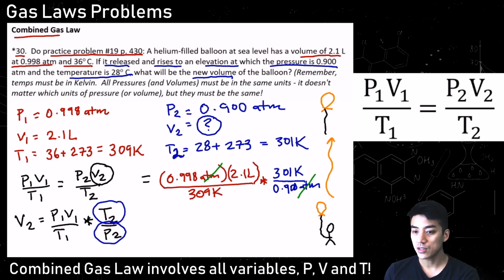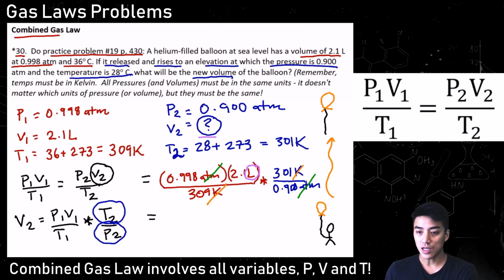Cancel out the atmospheres. Cancel out the Kelvin. And it looks like we're left with liters. That's great. That's a unit of volume. So you can see there in purple, I highlighted it. We're doing good so far. All the units are canceling out the way that they're supposed to.